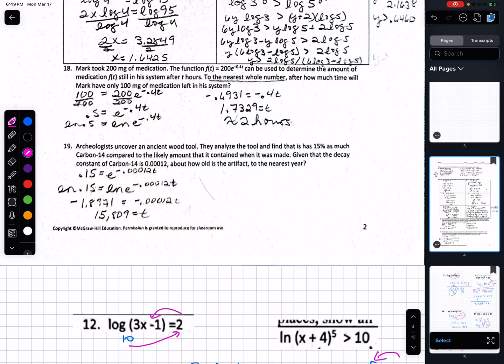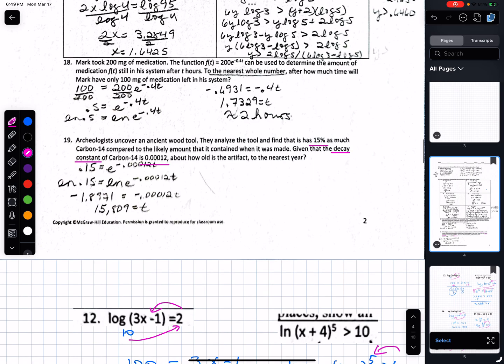Okay, we're going to talk about key stuff. So key thing to underline is the 15%. We know we have half as much carbon-14 when it was made. Given that the decay is the next keyword. Constant is the next keyword, because constant is what tells you to use the e. And then the decay constant of carbon-14 is 0.00012. So that's another little key.